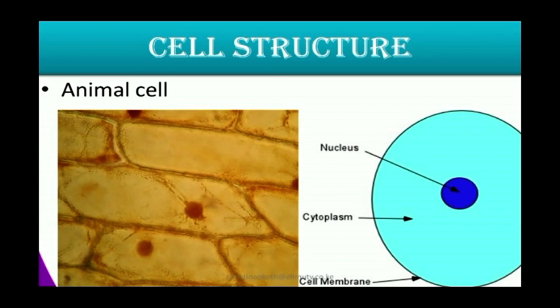Animal cell. First we have the nucleus, that bluish part over there. Then we have the cytoplasm, and we have the cell membrane.